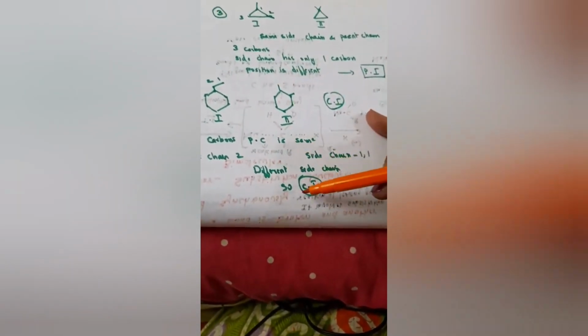See what about this case here? There are 6 carbon atoms, and the parent chain is the same. As for the side chain, here it is 2, and here it is 1 and 1, a different side chain. So this is chain isomerism.